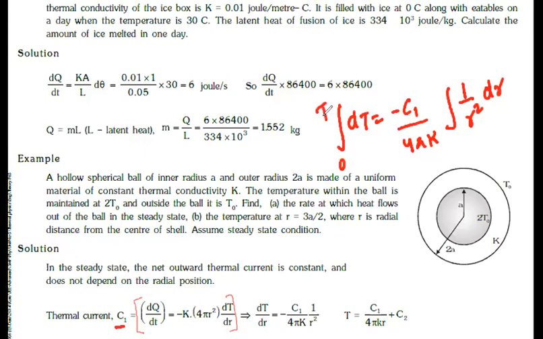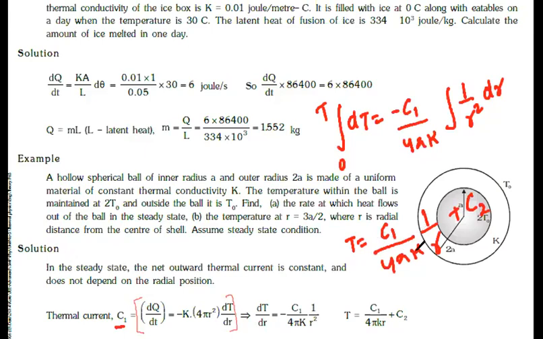I hope everyone is clear with this. Yes or no? And we know that the integration of 1 by r square is minus 1 by r. So minus minus will become plus. So T will be given as C1 by 4 pi k into 1 by r. But since it is indefinite integration, we have to put another constant, so I'll just put C2. Or you can put C0 also. So this is the equation of temperature.